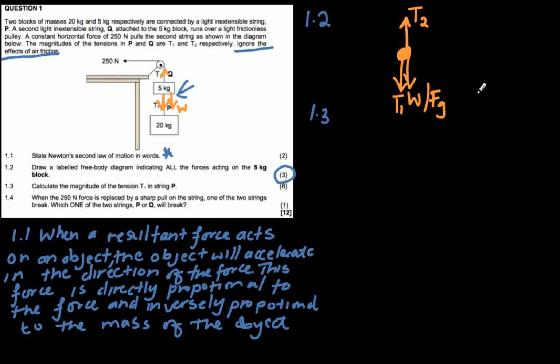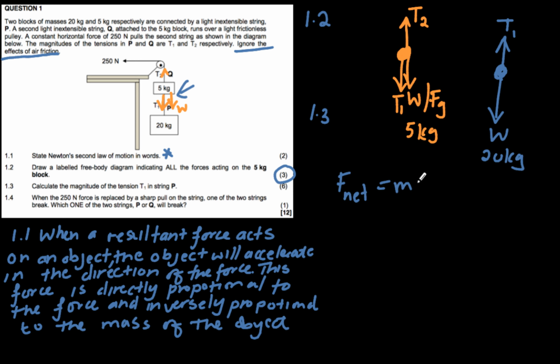So because of that, I'm just going to draw the other free body diagram. This one is for the 5 kg. I'm going to draw the one for the 20 kg. So we're going to have our tension, and this is going to be tension 1, and we're also going to have weight. So let's formulate the equations.